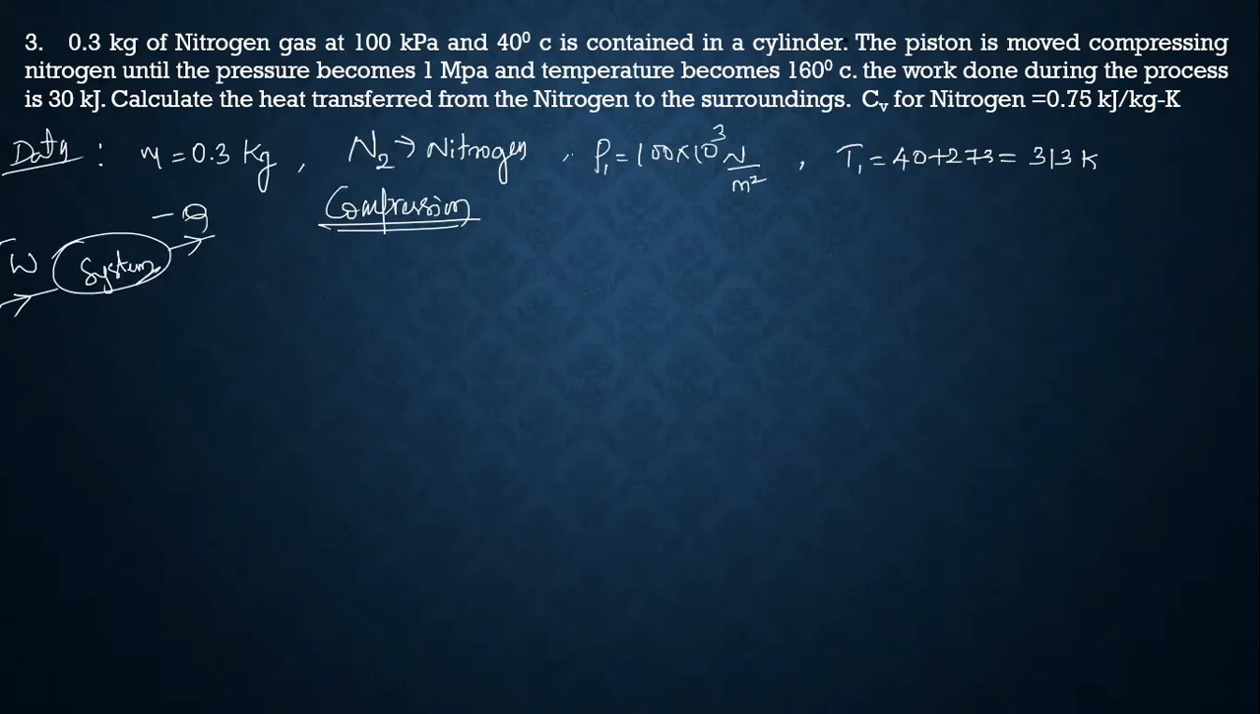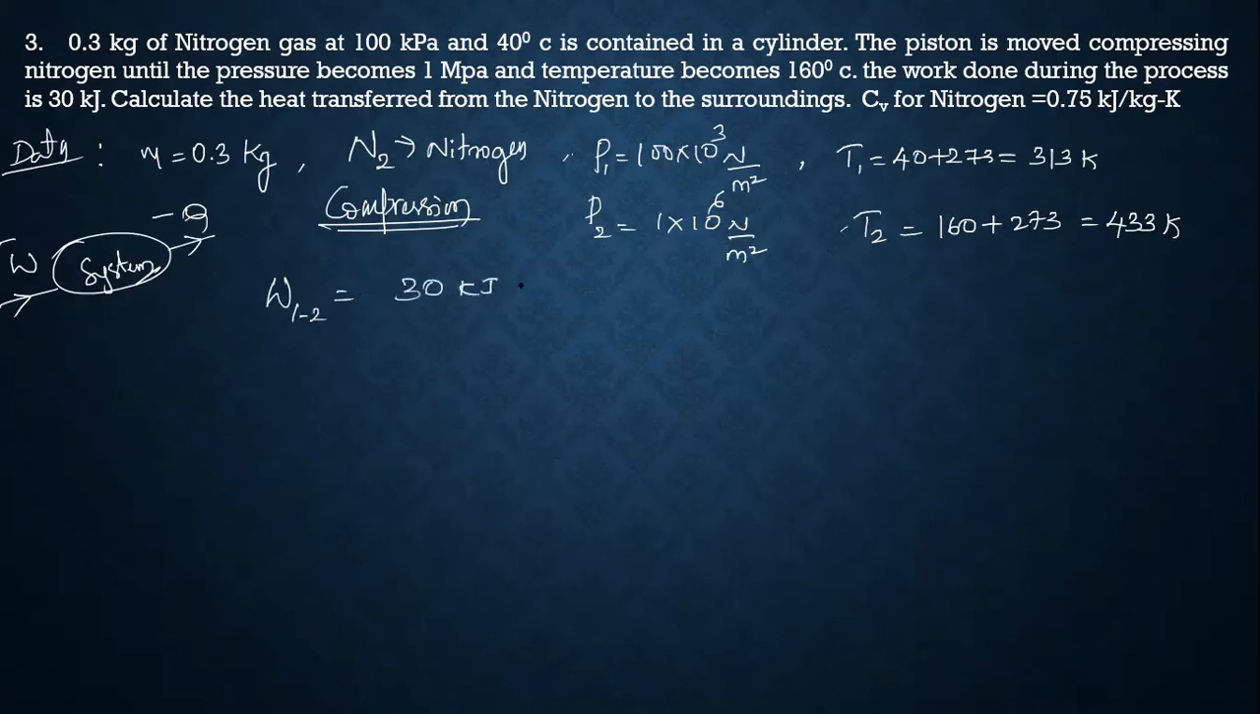Compression. The piston is moved compressing nitrogen until the pressure becomes 1 megapascal, with pressure 1 into 10 to the power of 6 Newton per meter square, and temperature is 160 degrees Celsius, 160 plus 273, that is 433 Kelvin. The work done during the process is 30 kilojoules. Therefore, what will you write here? It is minus 30 into 10 to the power of 3 joules. Why have you written minus? Because it is a compression process.